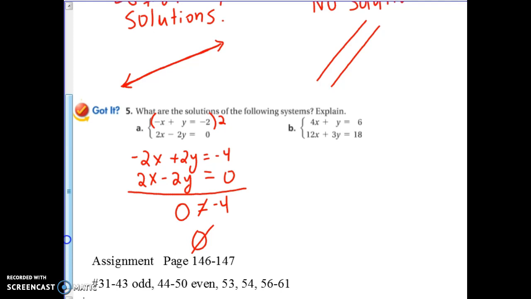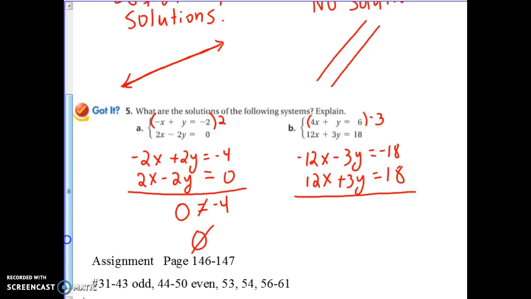For the next example, if I'm looking at this, again, I have to make a variable disappear. So if I wanted my y's this time to disappear, so I have a y and a 3y, I could multiply just the top equation by negative 3. So if I multiply that across, I'm going to get negative 12x. And then y times negative 3 is minus 3y is equal to, and then 6 times negative 3 is negative 18. The bottom equation, I'm just going to rewrite 12x plus 3y is equal to 18. And again, if I add those together, just like I expected, my y's are gone, but again, so are my x's. So I get 0 is equal to 0. So again, if that's the situation, then there are an infinite number of solutions.